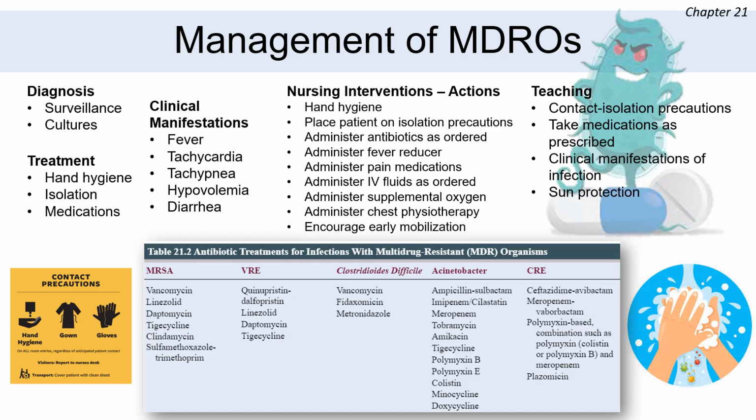Take the medications as prescribed, because most likely they're going to be on an antibiotic, so they need to finish that so we don't create more superbugs. Let them know what the signs and symptoms of infection are so that they can report them early if they do experience those. And then sun protection, because a lot of the antibiotics out there have a side effect of photosensitivity. And then here's this table 21.2 from your textbook. It shows all the different types of antibiotics that are used for these MDROs. And these are all contact precautions, so just remember that.